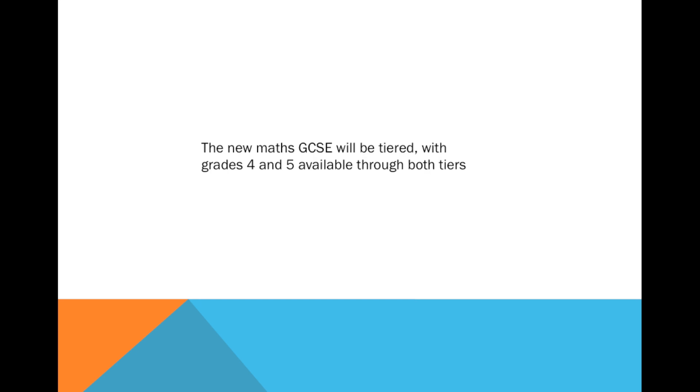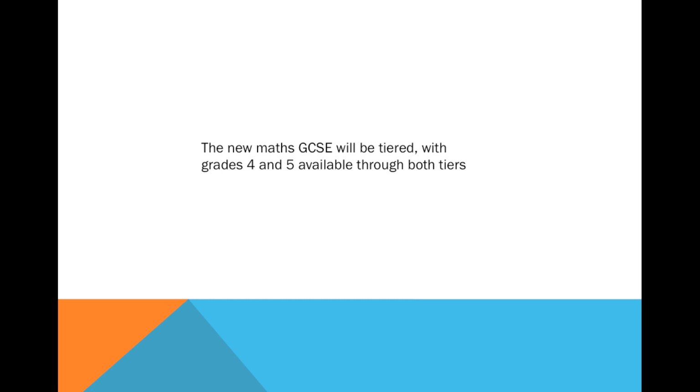The new Maths GCSE will be tiered with grades 4 and 5 available through both tiers. Now this is interesting because that means someone who's put on a foundation course of mathematics can only achieve a maximum grade of average, which, in my personal opinion, is wrong. The student should be able to outperform the average. It seems self-fulfilling that you'd put someone on a foundation course because they're not so talented in the subject. But if you do that, they can only ever be as good as average.